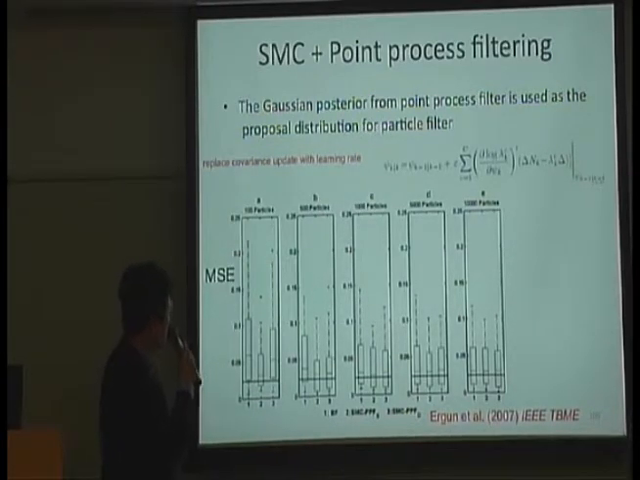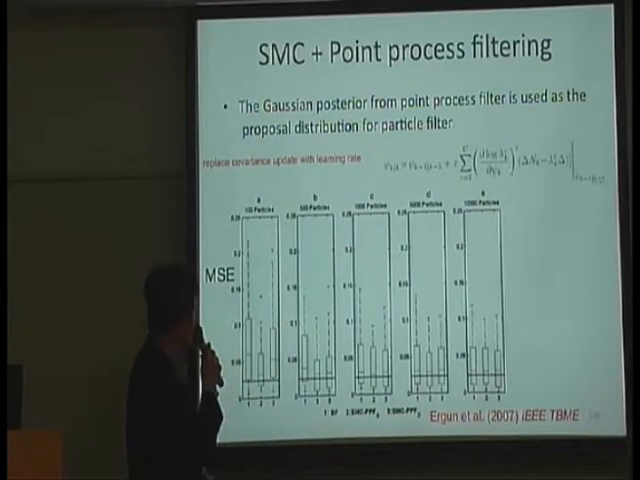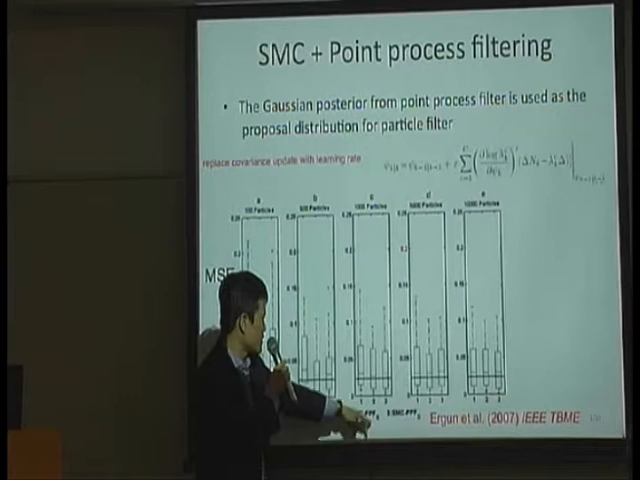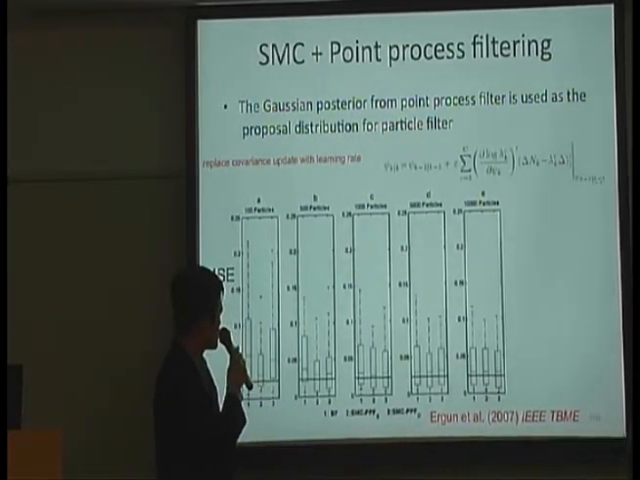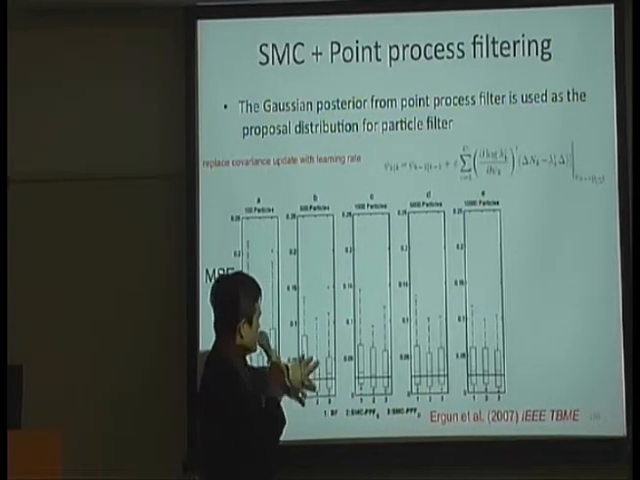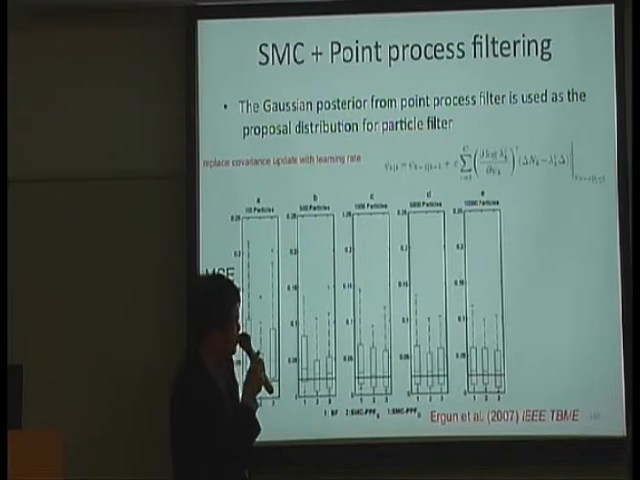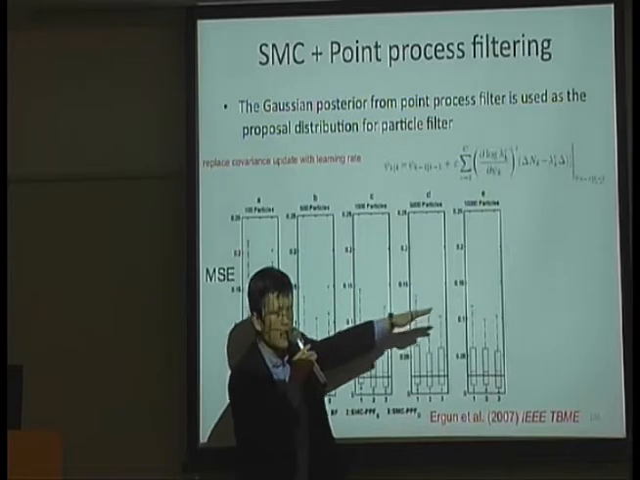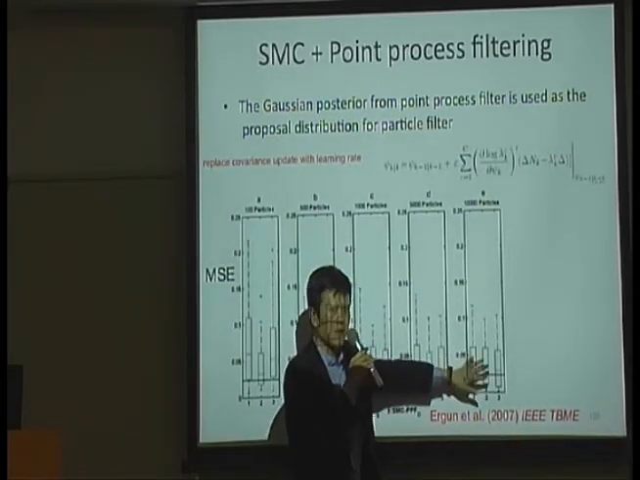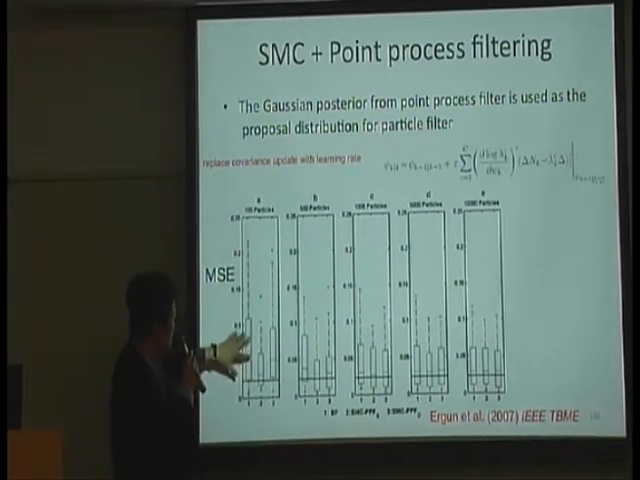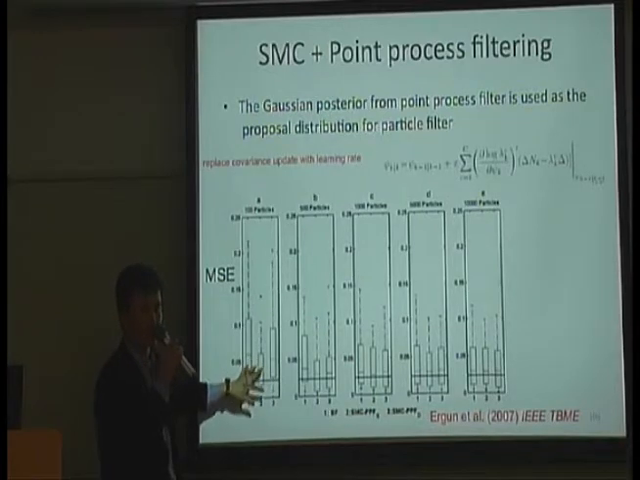So for that they compare different numbers of particles and see the result, and this compares the mean square error. You see the result. The second one is the full version based on the full covariance update, and this is the approximation using the learning rate. So the performance is similar, but in some cases the result is slightly worse, but it's comparable. Also you see that by using a lot of particles, the difference becomes smaller and smaller. But when using a small number of particles, a good proposal distribution will make a big difference.